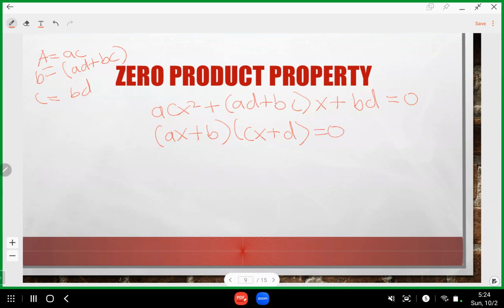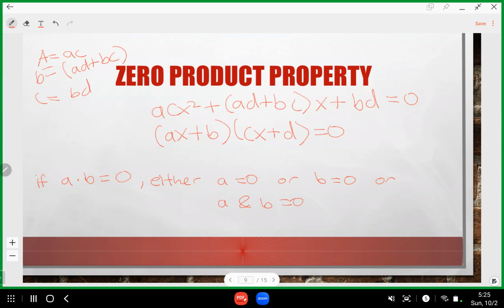Then the zero product property states that if A times B is going to be equal to 0, there are three things, all right? Either A is equal to 0, or B is equal to 0, or A and B are equal to 0. Okay? So you get two solutions, right? Because you have two factors. So either ax plus b could be equal to 0, or cx plus d equal to 0.